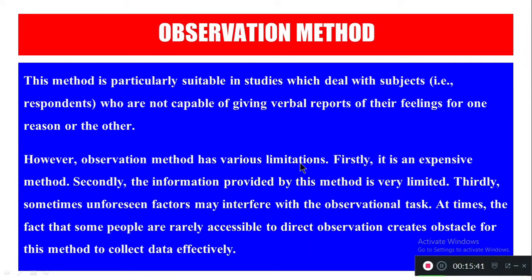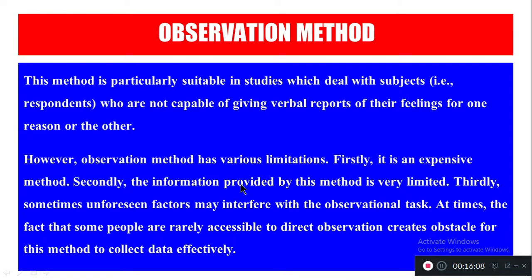The observation method also has some limitations, some disadvantages. The first disadvantage is that it is sometimes an expensive method. For observing something, you need to spend more time. You have to wait for 100 samples, and until the 100 samples come, you need to spend your time. So that is an expensive method. Expensive not only in money, it also deals with time, the precious time.